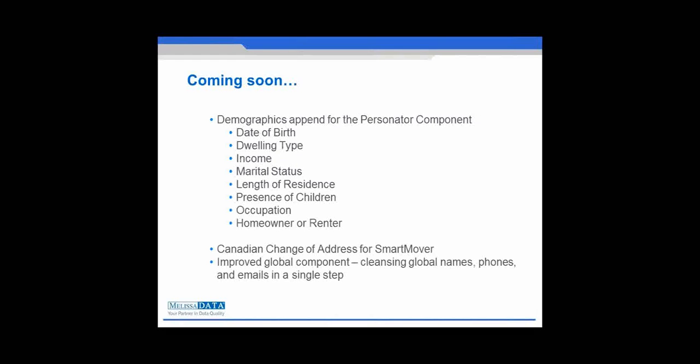And I want everyone to keep in mind that we're always updating and improving our products. So coming soon, you will see that the Personator component will be able to append more information. I have it listed out here. We're going to be able to append date of birth, dwelling type, income, marital status, length of residence, presence of children in the household, occupation, and whether the person's a homeowner or renter.